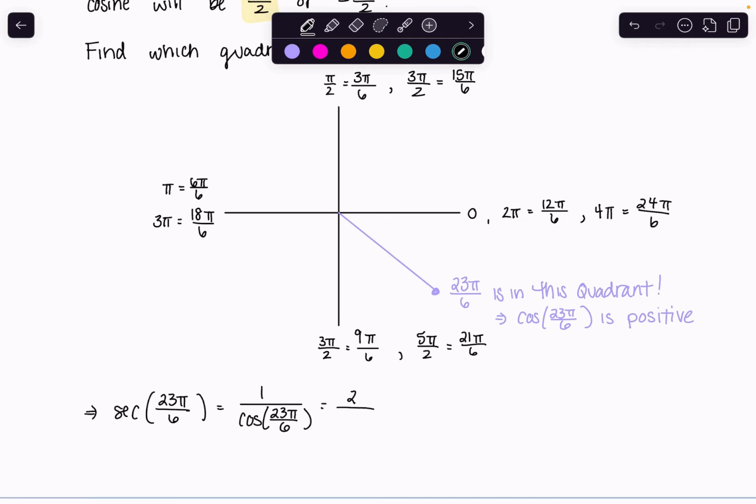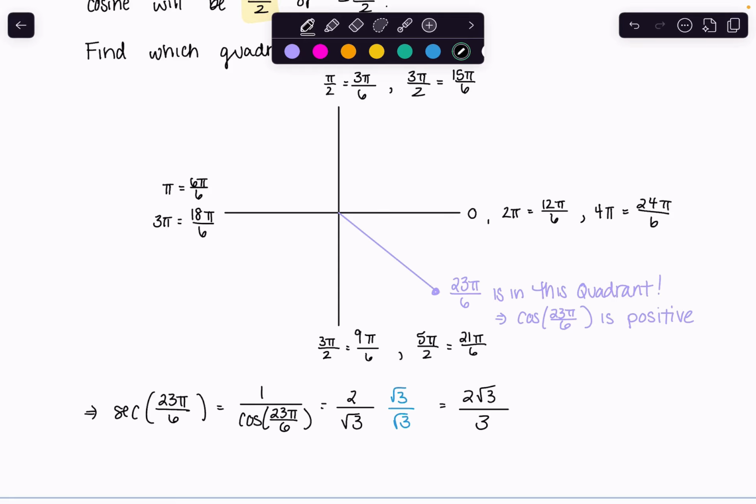But we don't like it with a radical in the bottom. So again, we need to go ahead and rationalize by timesing by root 3 over 3. So secant of 23 pi over 6 is 2 root 3 over 3. Okay. So again, it's just going to take a lot of practice getting used to these. Take your time, get comfortable with your unit circle.